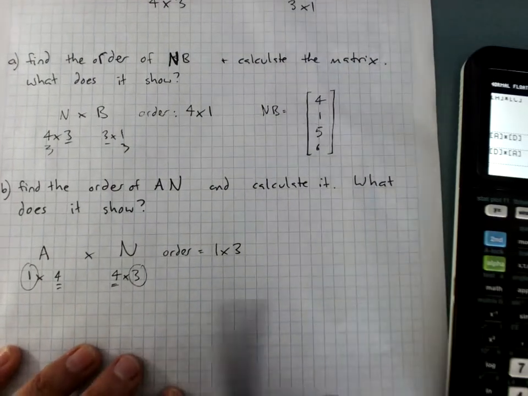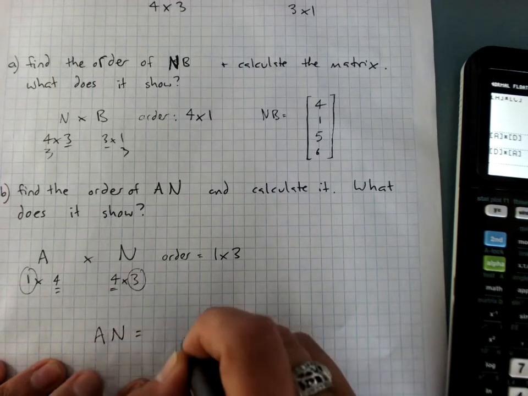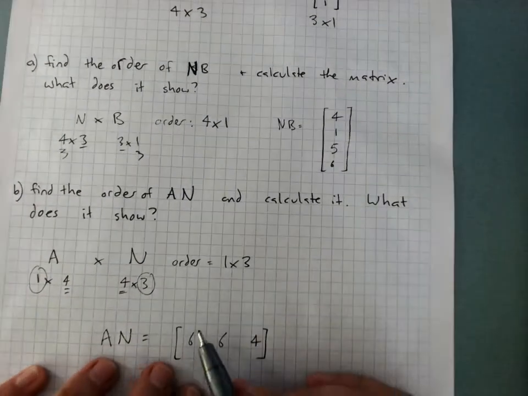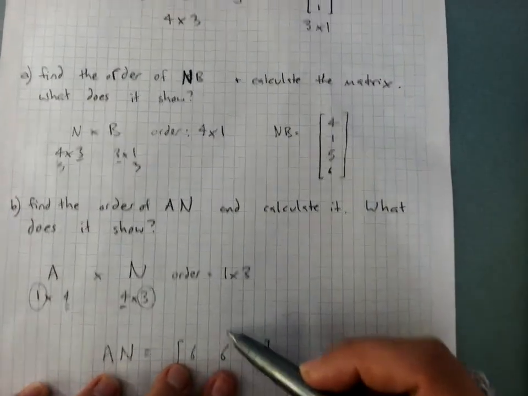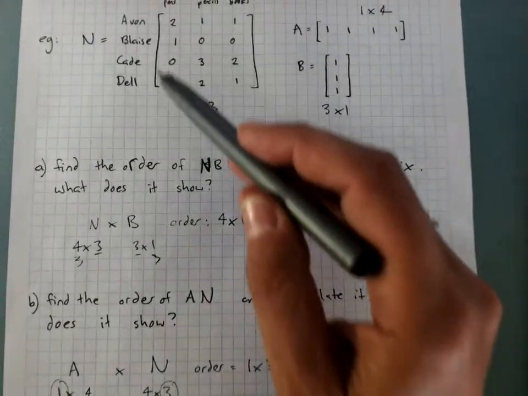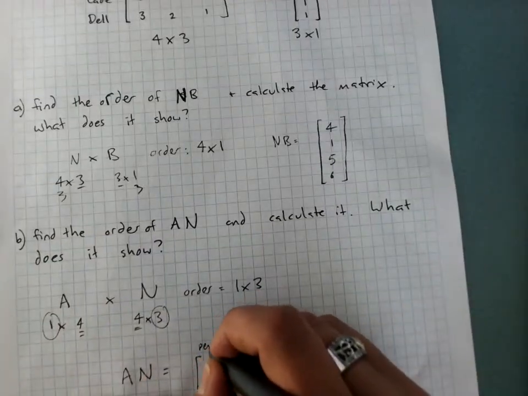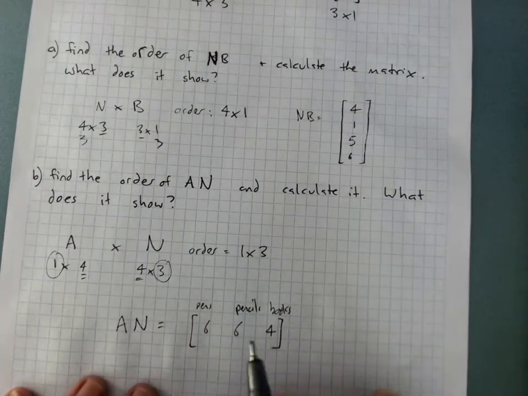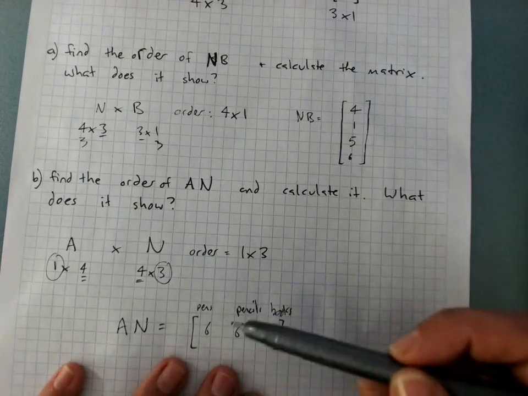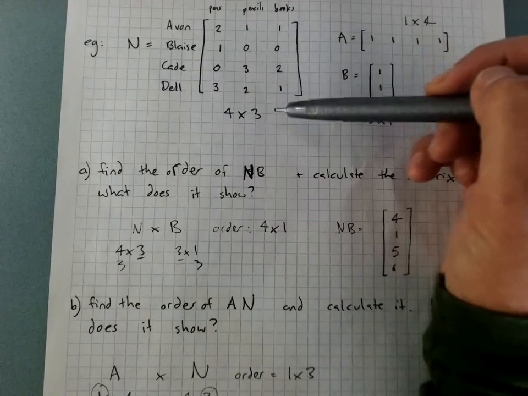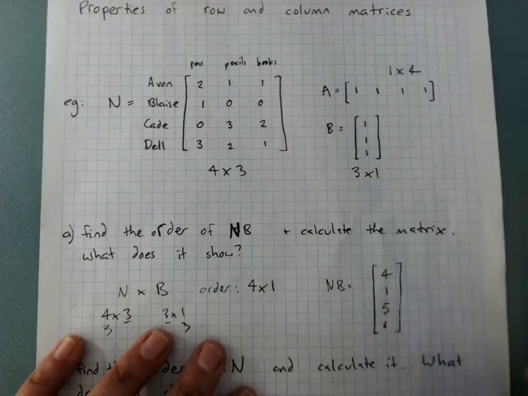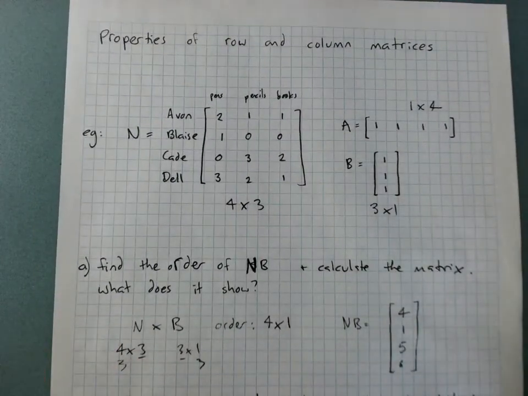And remembering that I said my column headings come from the second matrix, so this is pens, pencils, books. Multiplying by that row matrix added up the total of how many of each thing was bought. It totaled the columns. So these row and column matrices can be really quite useful for quickly adding up rows or columns in a large matrix.